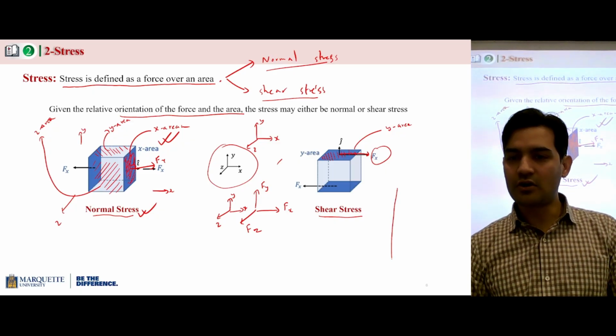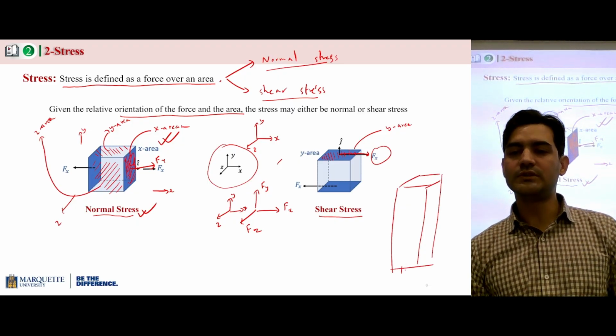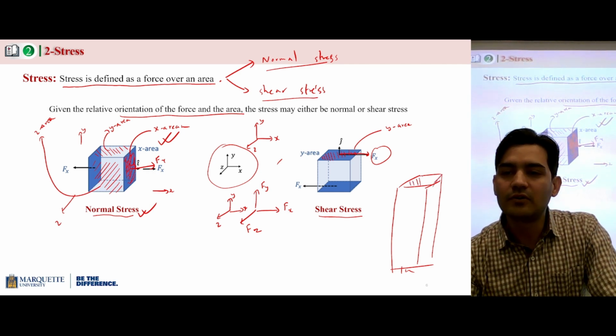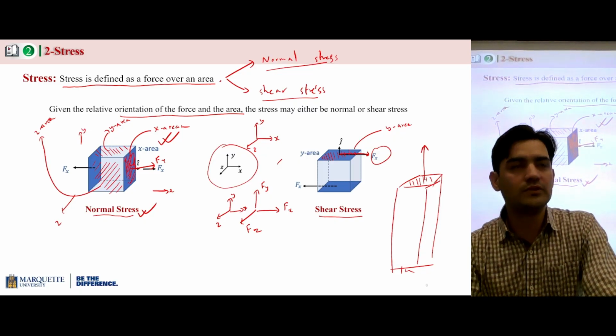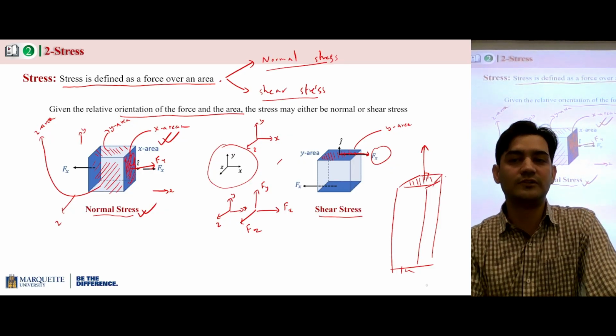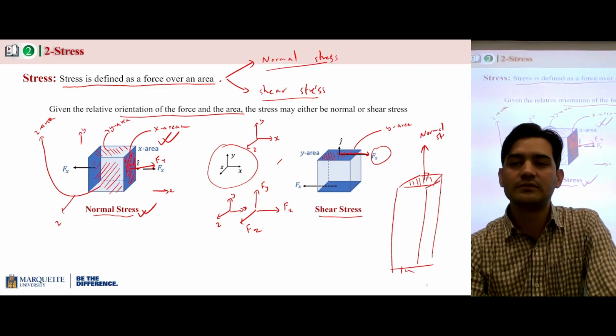So if I draw the column, the neon column, which I drew before, this is the area, right? The cross-sectional area. If the force is acting perpendicular to the area, which is the force making a 90-degree angle with the area of concern, then this type of force is called normal force, causing normal stress.